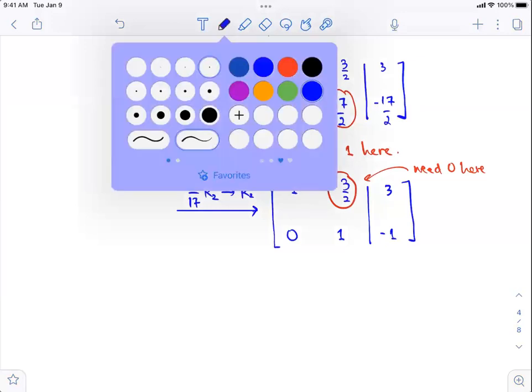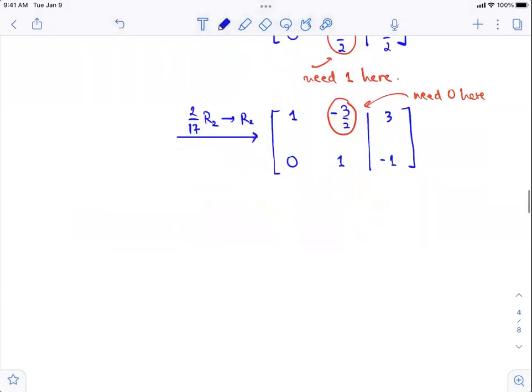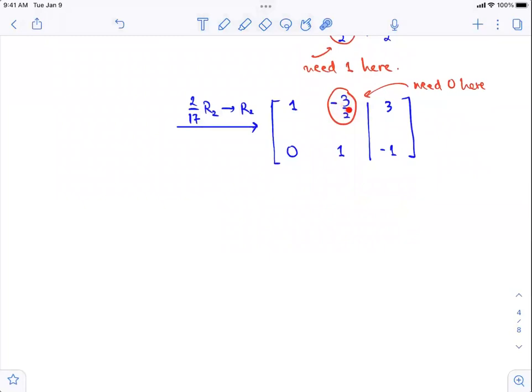And to get rid of negative 3/2 to obtain the 0, what I do is I'm going to borrow row 2. I'm going to do positive 3/2 times row 2 added with row 1 to create a new row 1. So why positive 3/2? Because you have negative 3/2 already, so you need the opposite of negative 3/2, which is positive 3/2. You multiply with 1 here, add it with negative 3/2, and you create a 0 entry there.